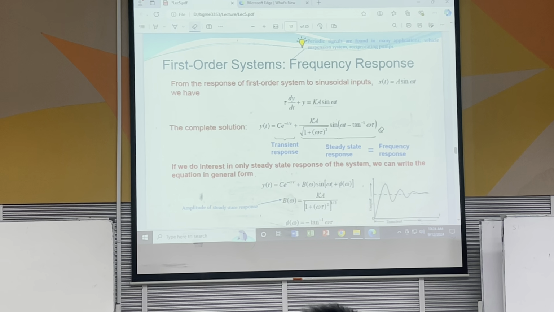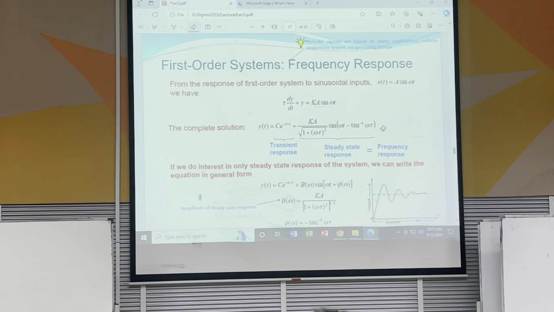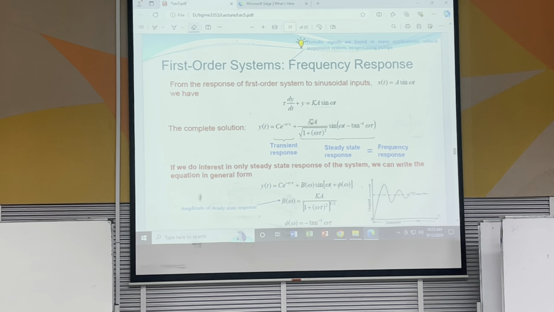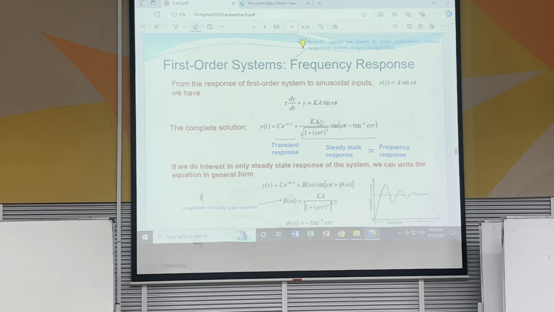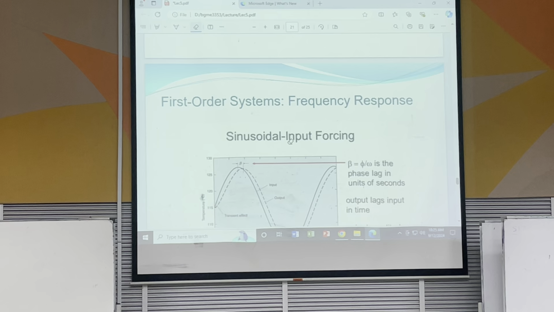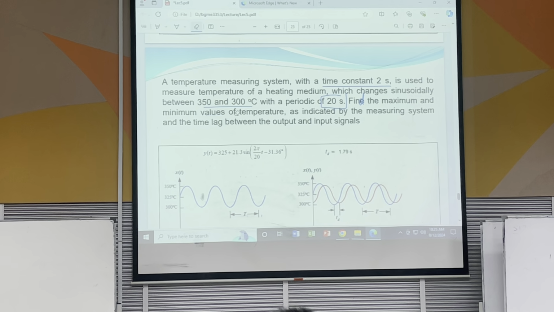I have high expectation that all of you will do well for this section because I provided the formula already. You don't have to memorize. This is actually the output solution, the steady state response. So you just have to figure out what is K, what is A, what is omega, what is tau, omega t, all this. Then you should be able to present your solution.